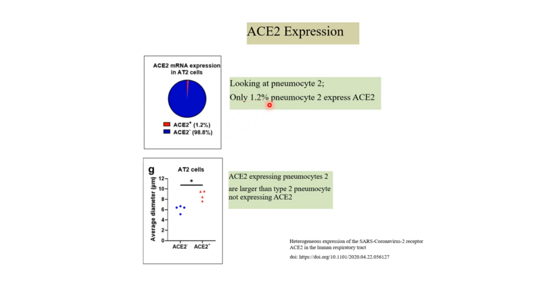Only 1.2% of Pneumocyte2 express ACE2, so very few Pneumocyte2 are expressing ACE2 on their surface. And those ACE2 expressing pneumocytes 2, the ones that are ACE2 positive, are larger compared to the ACE2 negative type 2 pneumocytes.